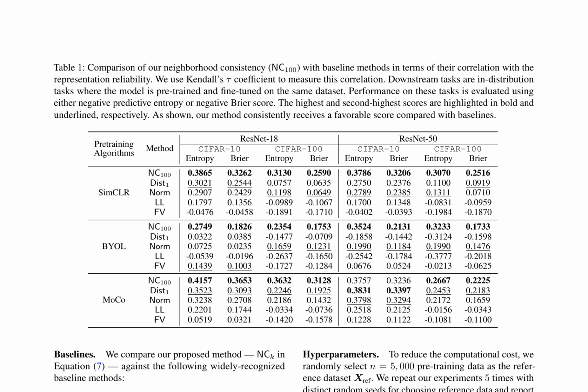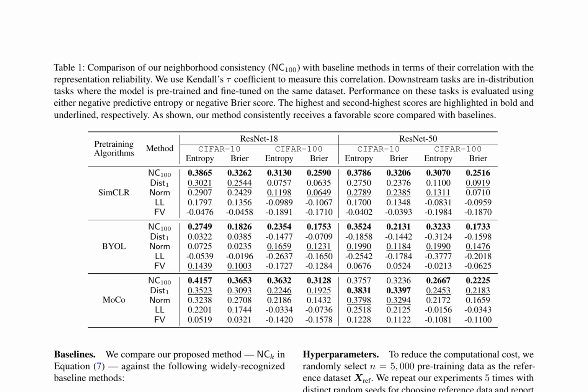The results are presented in Table 1, which displays the correlation scores for each method on various downstream tasks, including in-distribution tasks where the model is pre-trained and fine-tuned on the same dataset. The performance on these tasks is evaluated using either negative predictive entropy or negative Brier score. NC100 consistently achieves a favorable score compared to the baseline methods across different architectures and datasets. Specifically, NC100 outperforms the baseline methods on ResNet 18 and ResNet 50 architectures for CIFAR10 and CIFAR100 datasets.